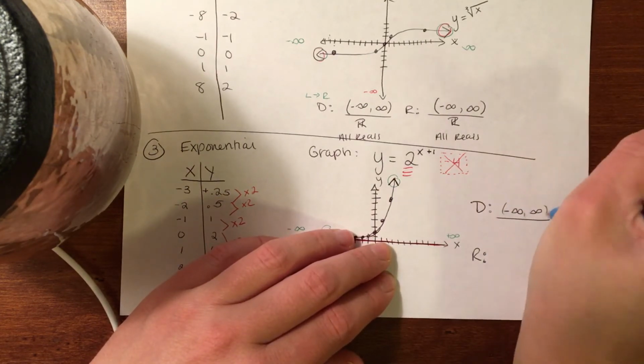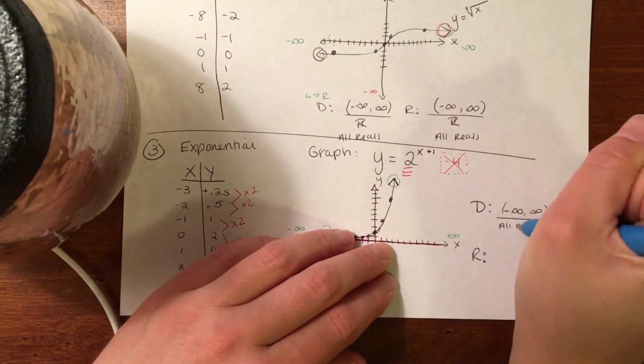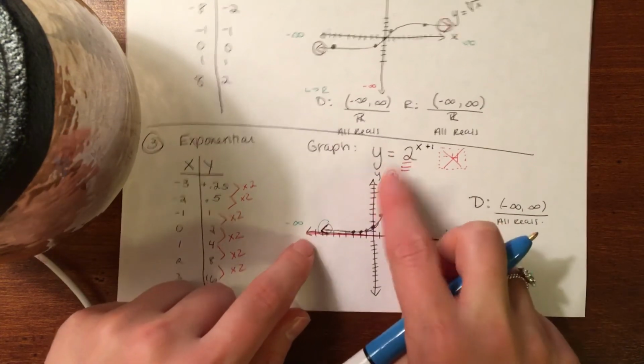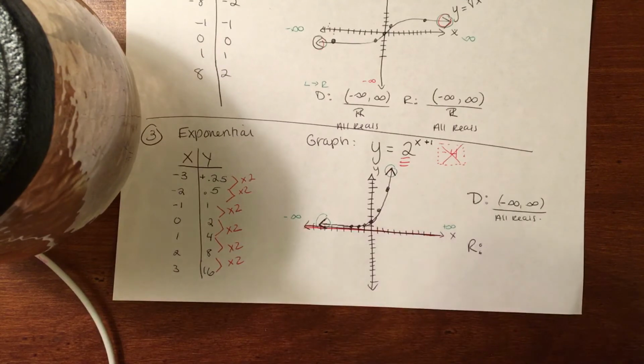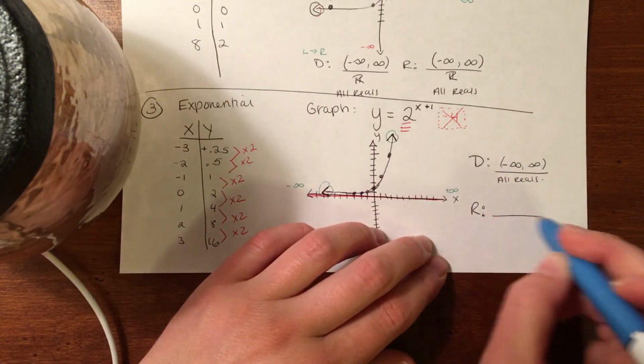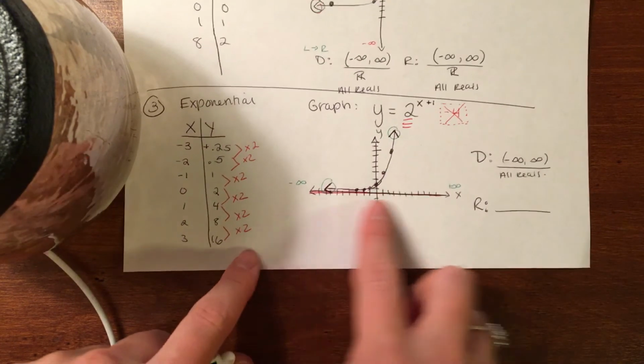Positive infinity. Or you can say all reals. That's going to be something you're going to see in IXL a lot. All reals for these guys, okay? Your range. So this is where this whole bottom line comes into play.